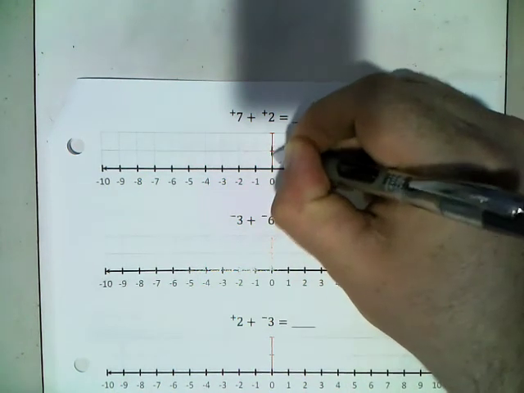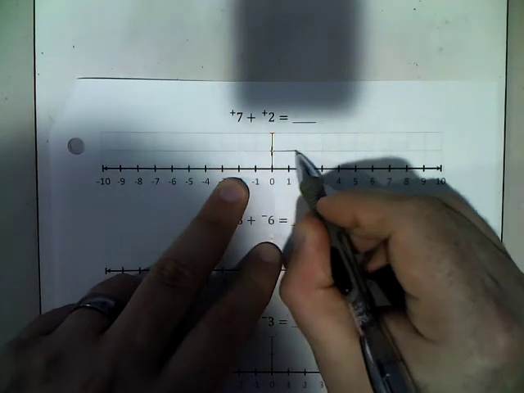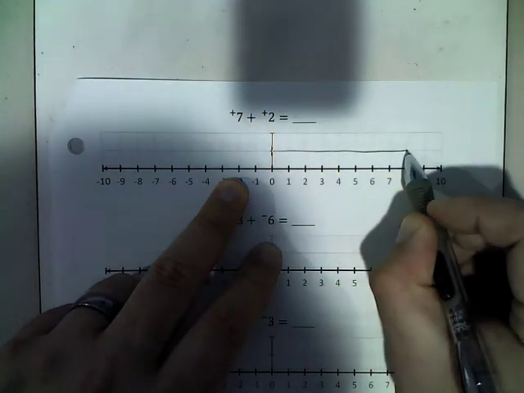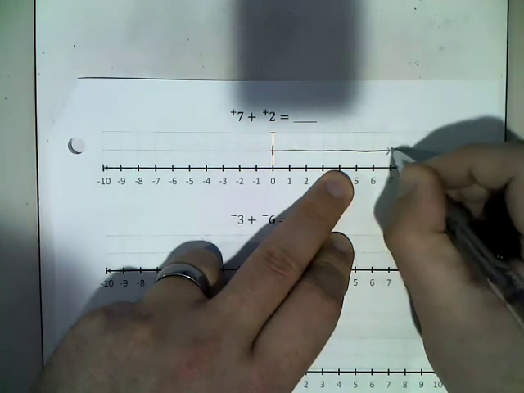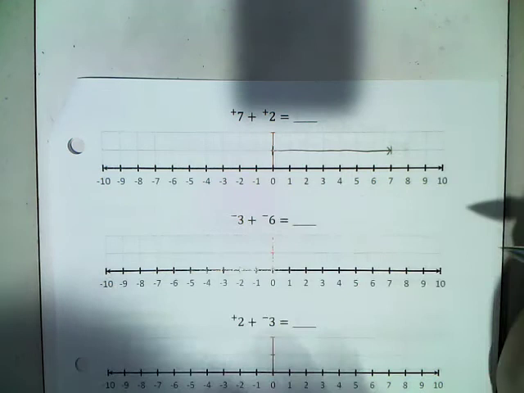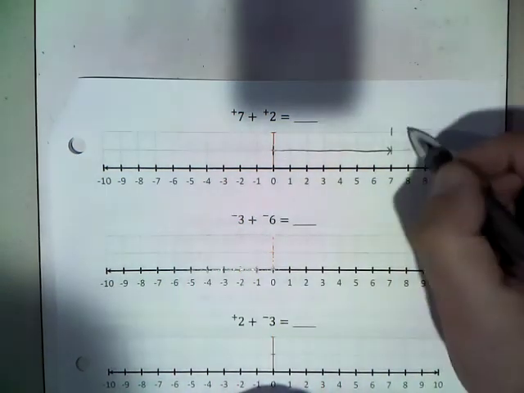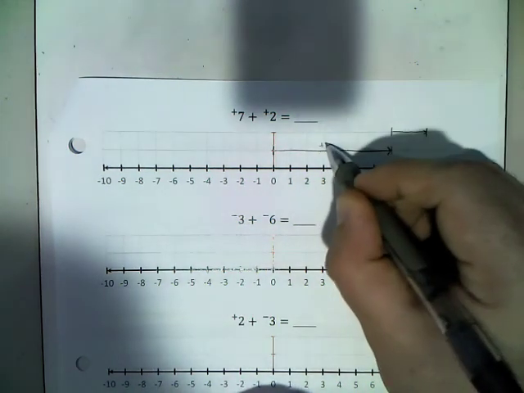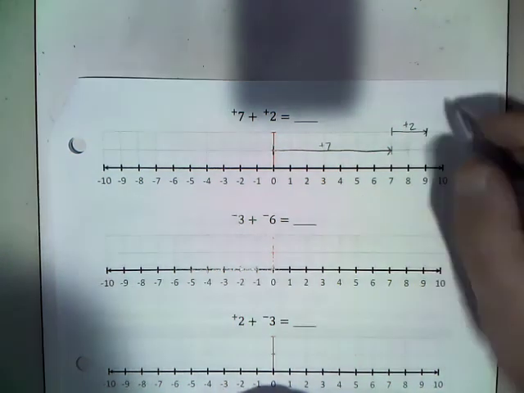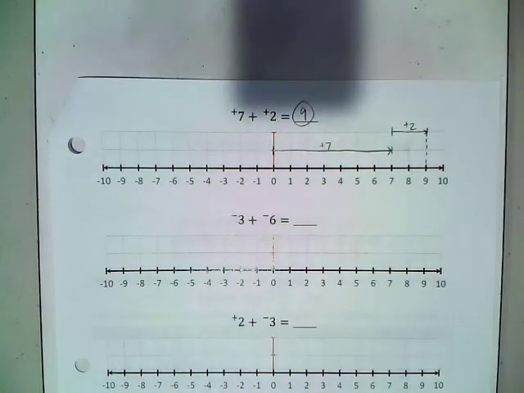So I'm going to start at 0. A positive 7. Positive tells me to go 1, 2, 3, 4, 5, 6. Oop, I went too far. 7 to the right. Start where you stopped. Positive 2 tells me to go 2 more to the right. So there's my positive 7, there's my positive 2. Dash line down confirms. Sure enough, the answer is 9, just like we've known since elementary school. It's kindergarten.